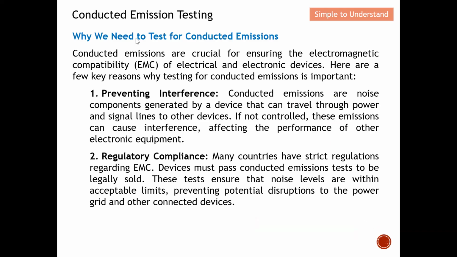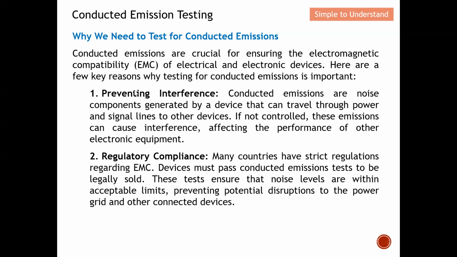Before we do anything, we always like to question why we need to do this. So in this case, we also need to know why we need to test for conductor emission. Conductor emission is in fact very crucial to ensure the electromagnetic compatibility of any electronic device. These are four key reasons why we need to test for conductor emission.